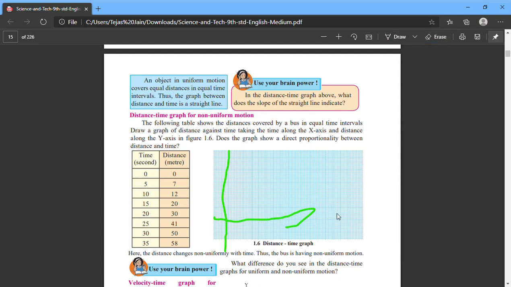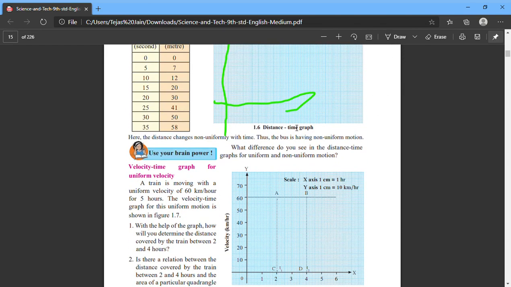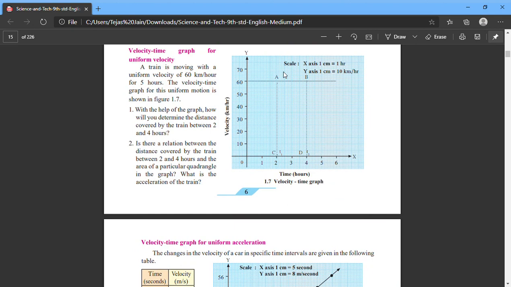Now see here. We find that the graph is not a straight line because the distance is different. Between 5 to 10 seconds it is only 5 meters. From 10 to 15 seconds it is 8 meters. From 20 to 25 seconds it is near about 11 meters. It means that when we plot the graph, we find that the graph is not linear, that is not a straight line. So this graph is called the distance time graph for non-uniform motion.